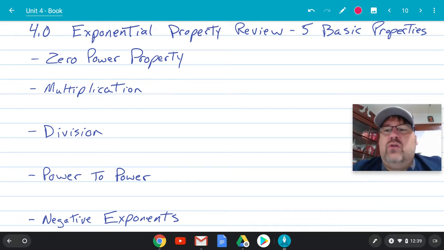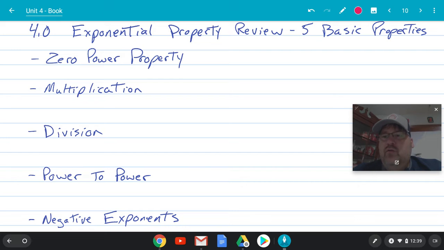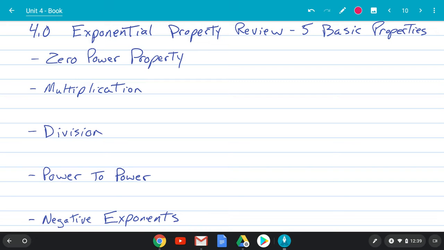Good afternoon, students. Welcome to section 4.0. We're going to talk about exponential properties, and we're going to review those properties that you've learned in the past. Let's go to work. There are basically 5 properties that we're going to deal with today. Here they are: the zero power property, multiplication property, division property, power to a power property, and then we'll talk about negative exponents. So let's get into it.